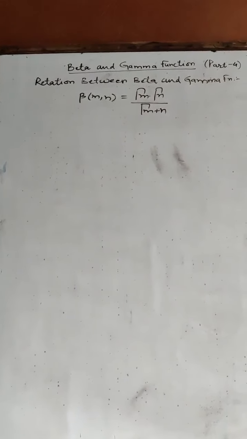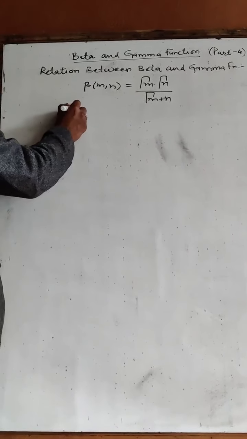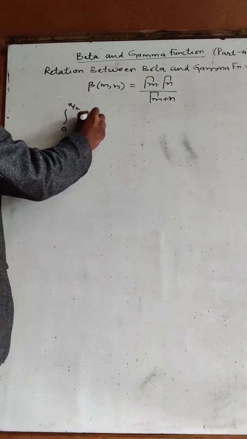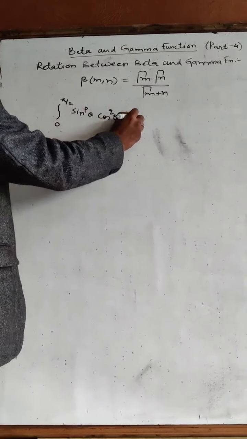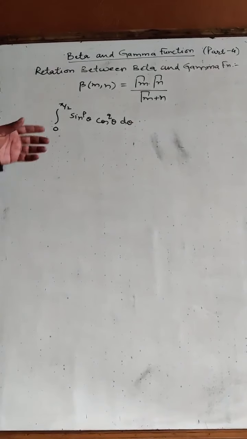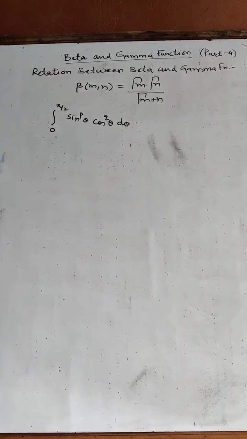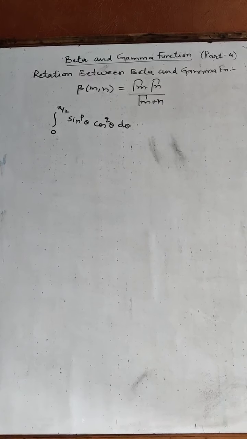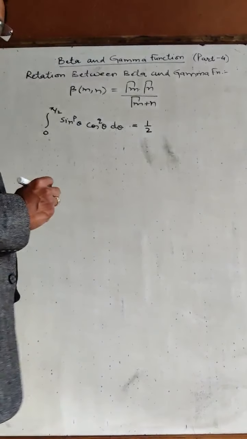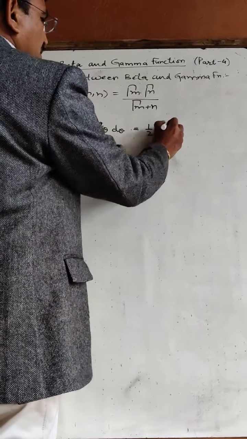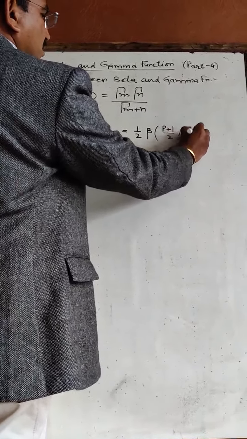that integral 0 to pi by 2 sine raised to the power p theta cos raised to the power q theta d theta. In our earlier part 2, we converted this integral into the form of beta function, and we got the result that it would be equal to 1 by 2 beta of (p plus 1) by 2, (q plus 1) by 2.